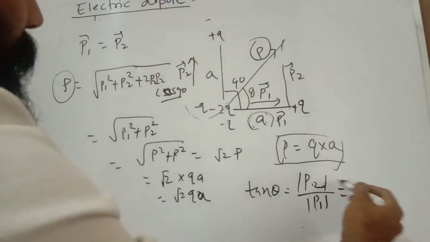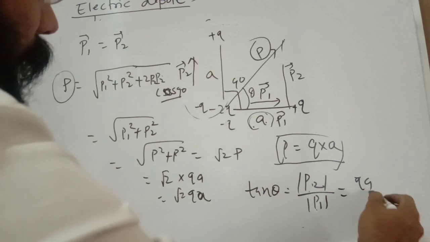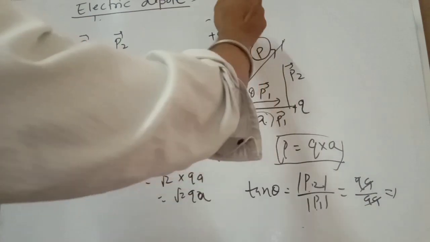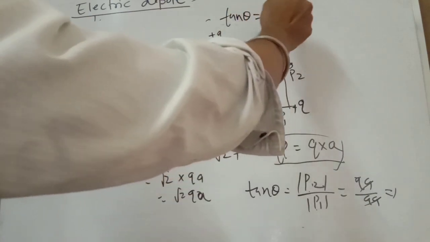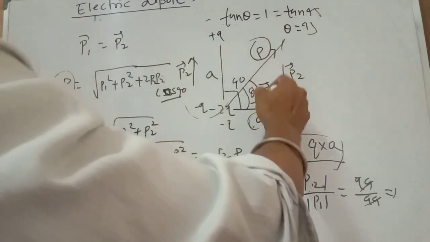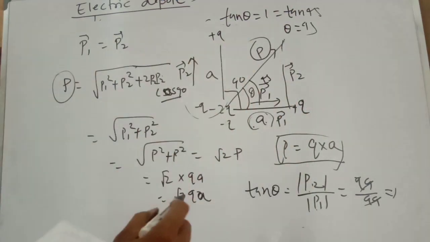So you can write QA over QA. So it is 1. So tan theta equals 1. Then that means you can write tan 45. So theta equals 45. So the resultant dipole moment is at 45 degrees.